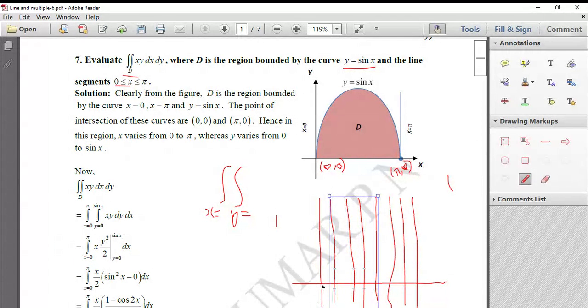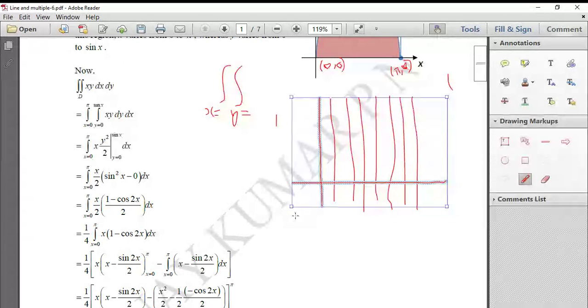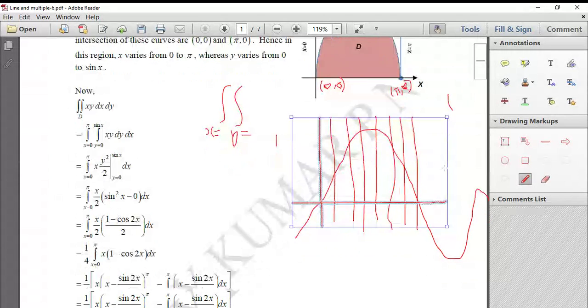So if I draw the graph y is equal to sin x, let me draw the graph y is equal to sin x. This sin x also continues, right? Continues on the left side also, right side also. So there are infinitely many points x comma y. How do we consider which region we need?